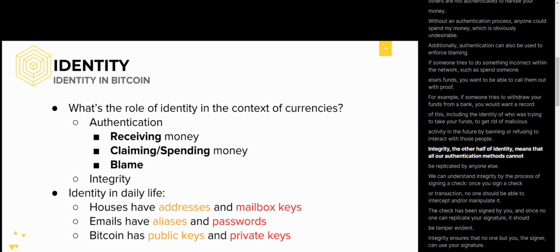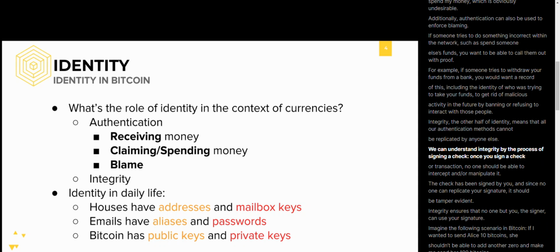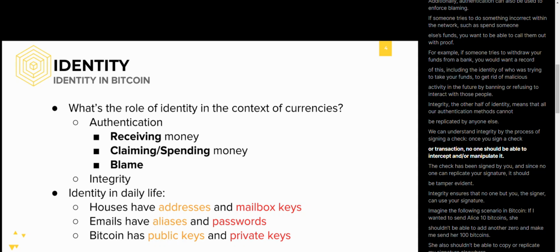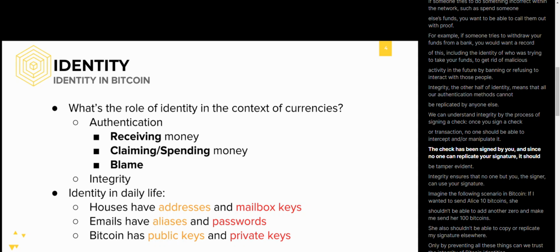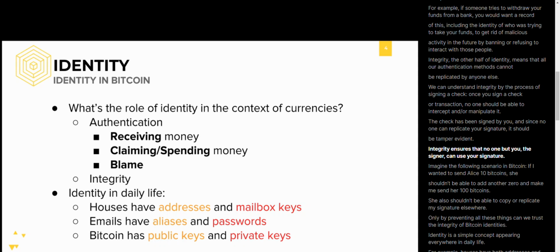Integrity, the other half of identity, means that all our authentication methods cannot be replicated by anyone else. We can understand integrity by the process of signing a check. Once you sign a check or transaction, no one should be able to intercept or manipulate it. The check has been signed by you, and since no one else can replicate your signature, it should be tamper evident. Integrity ensures that no one else but you, the signer, can use your signature.